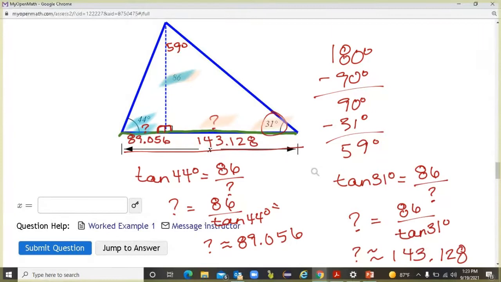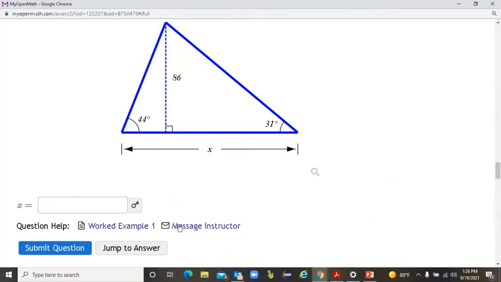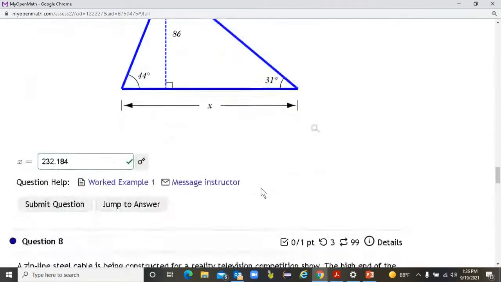So that answer plus the 143.128. So add these together and you'll get 232.184. We'll do 4. And that is probably not what I would have gotten if I just added my 2 3s. Yep, 232.184. All right. So it looks good. And this one was just units. It didn't have anything specified.